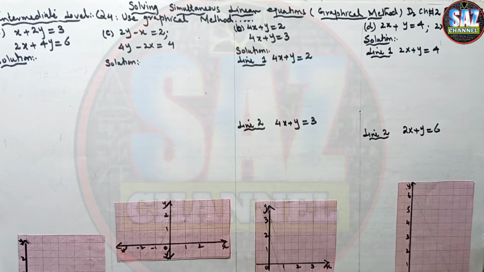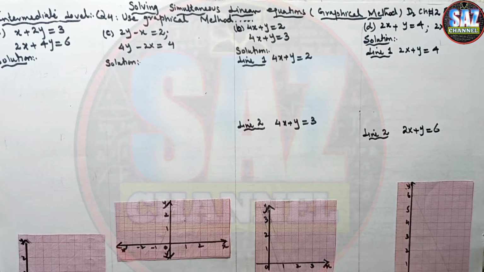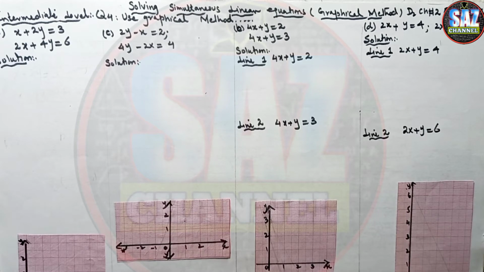This is my ninth lesson of D2, chapter number 2, exercise 2D, about solving simultaneous linear equations through a graphical method. In this lesson, I will solve intermediate level question number 4. The question says: use the graphical method to solve the following simultaneous equations.